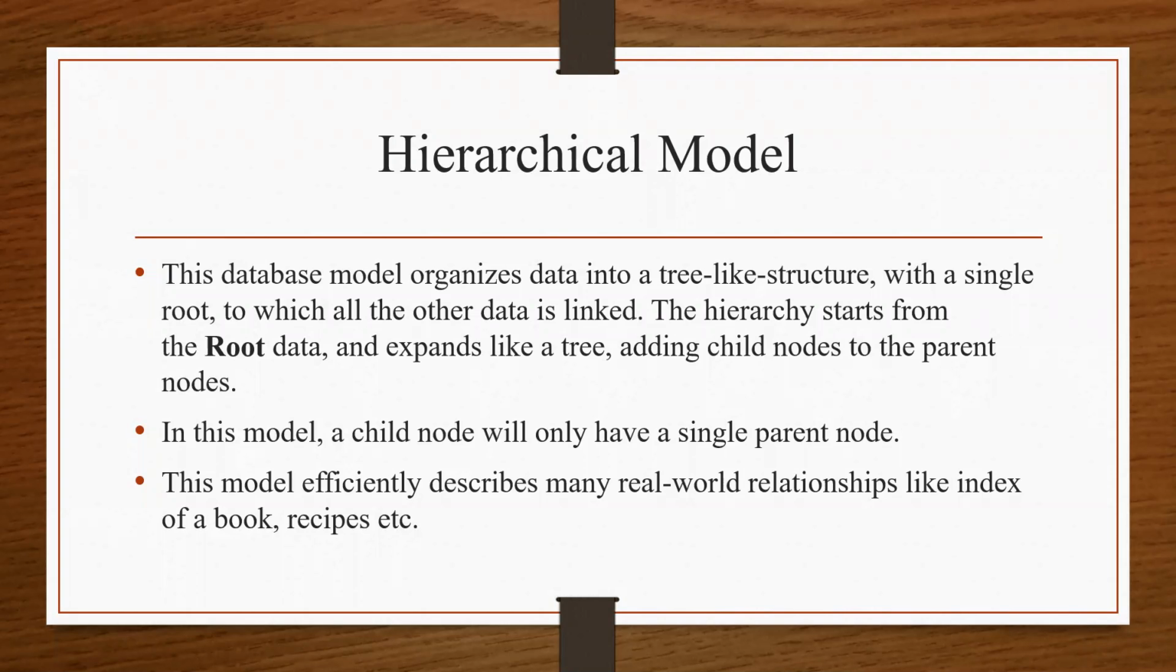Recipes. In any book you can see an index, and they are all following the hierarchical model. Hierarchical model means the child node will have only a single parent. For example, chapter 1 is a child node of unit 1. So unit 1 is a parent and chapter 1 is a child.